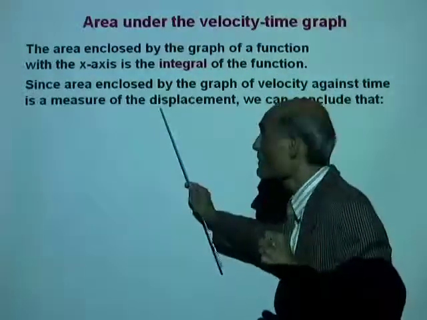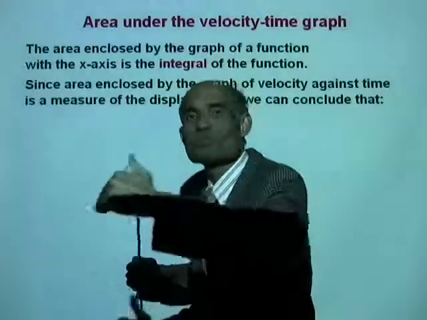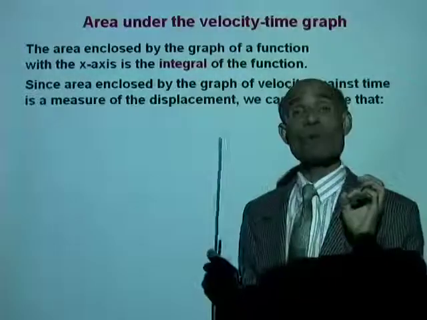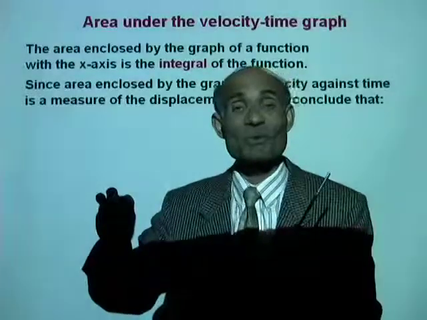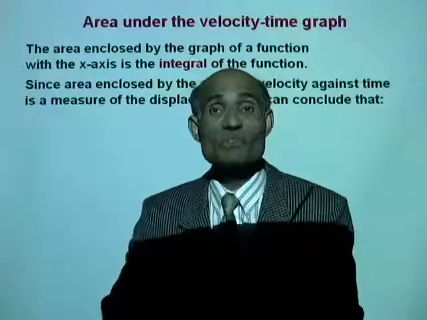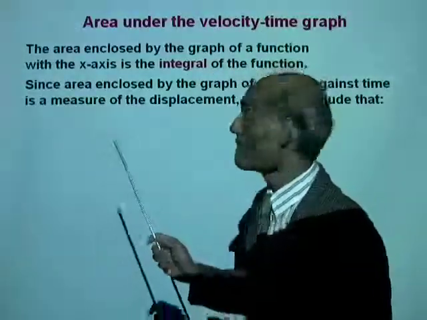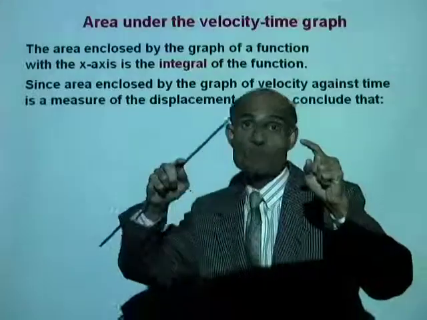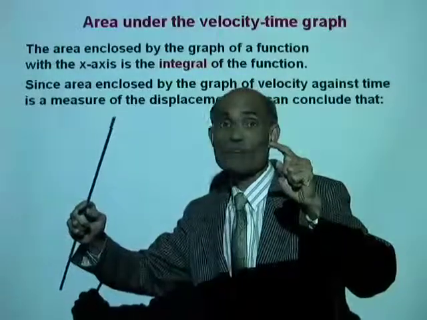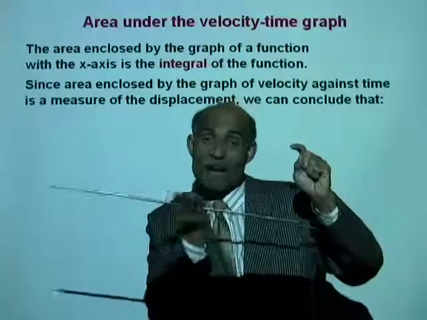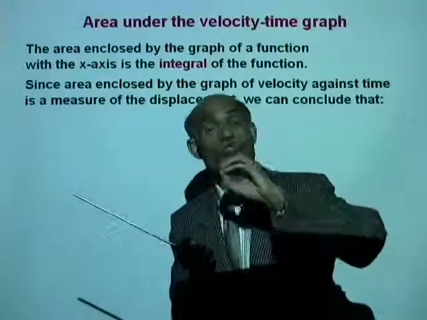Remember, when you talk about the displacement, displacement is actually a measure of the position function. So if you want to find the position function of a moving particle, all you need to do is integrate its velocity function. Why? Because the area enclosed by the graph of the velocity function with the time axis is a measure of the displacement, or the position function.